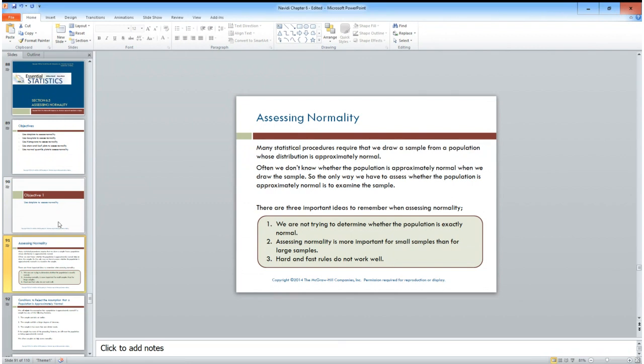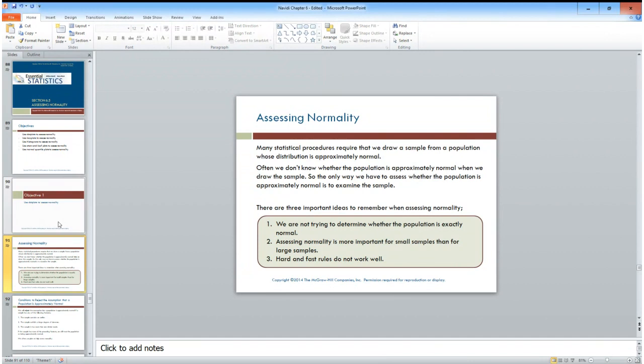Now, assessing normality is more important for small samples than for large samples, the reason being that if your sample size is over 30, usually you don't have to worry about normality. And this is when you'll be using it in chapter 7 and probably 8. If you've got a small sample, like under 30, it'll ask you to look at a box plot or some other kind of thing, like a histogram, and say, is this approximately normal? Because if it's not approximately normal, there's no sense in moving forward.